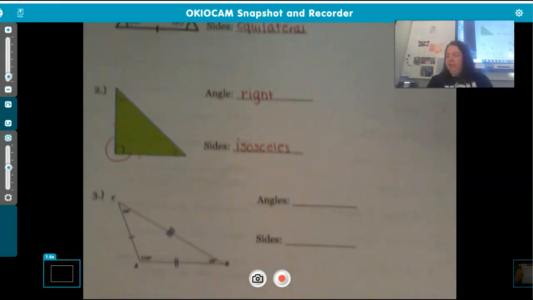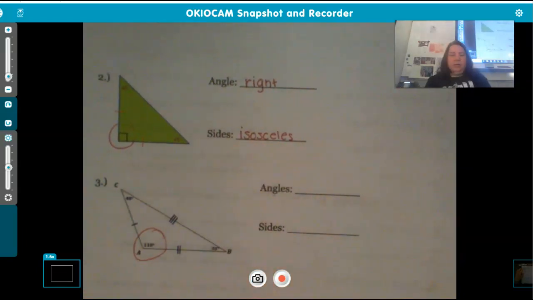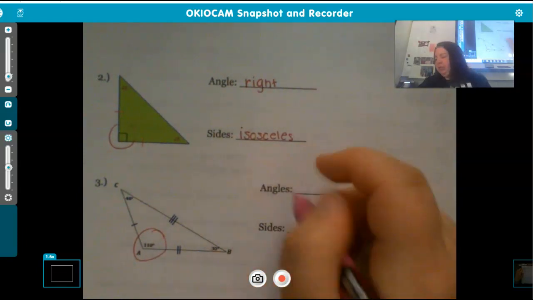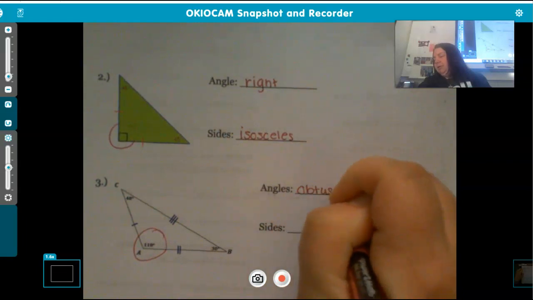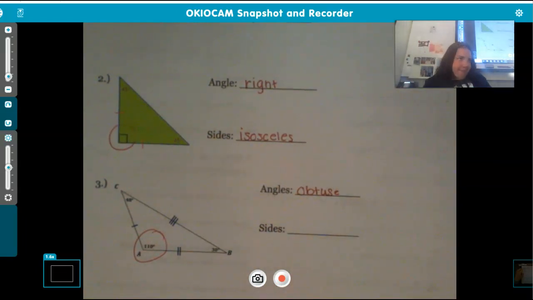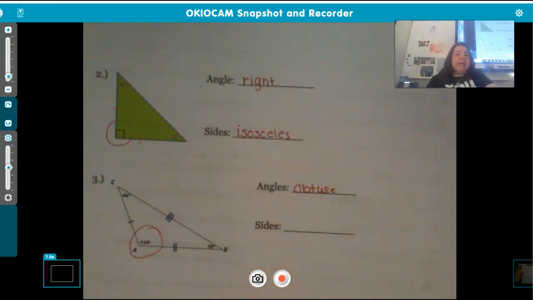Okay, let's look at the next one. By angles, what kind of triangle is this? Acute, obtuse, right, or equiangular? Obtuse. Our biggest angle is greater than 90 degrees. This is obtuse. How many congruent sides are in this bad boy? No. Look at your tick marks. You have 1, 2, 3. So we have no congruent sides.